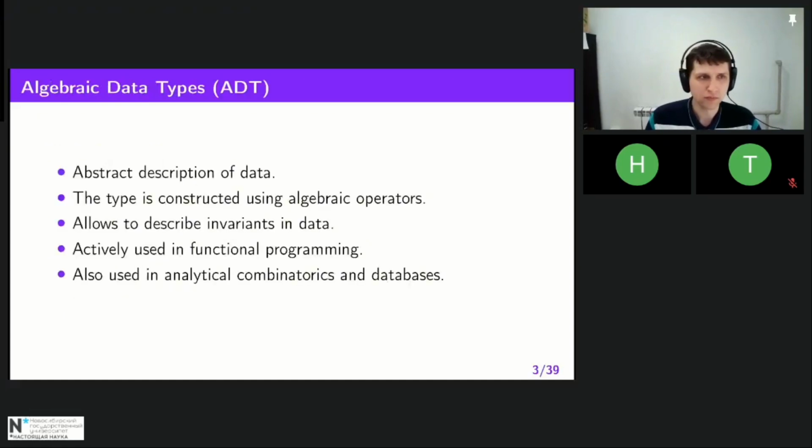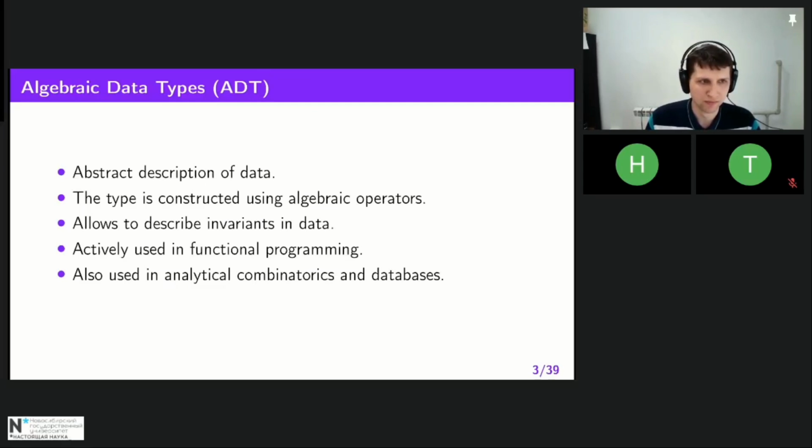So let's begin with algebraic data types. It's some kind of abstract description of the structure of data, and it is actively used in functional programming, also used in analytic combinatorics and databases.